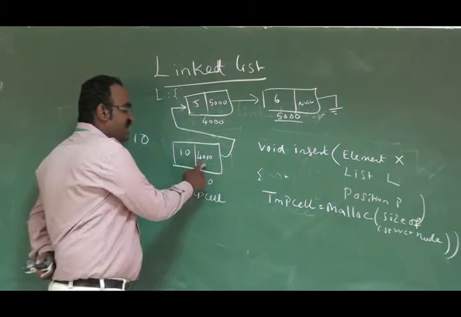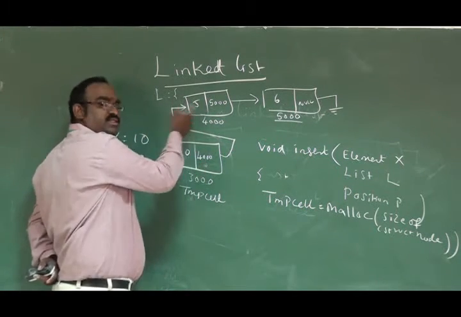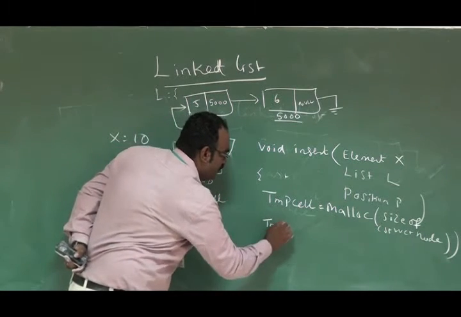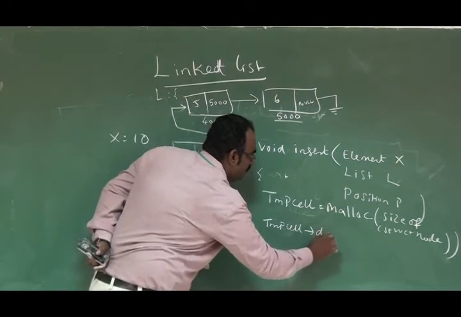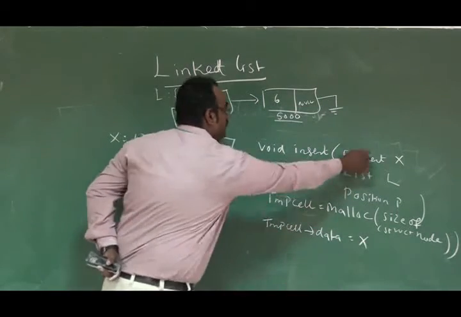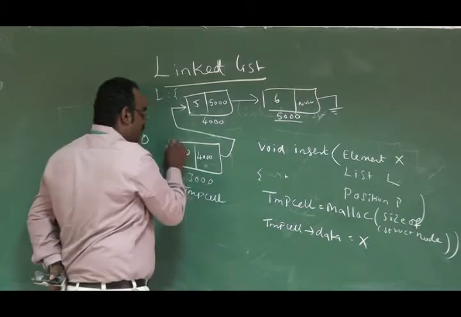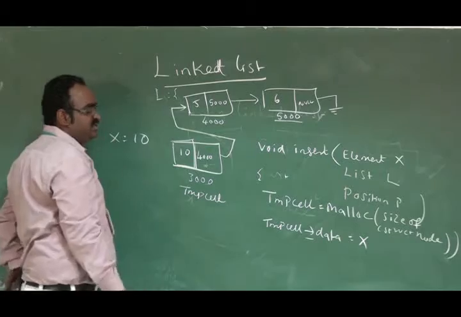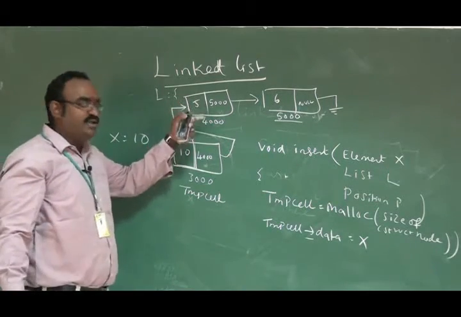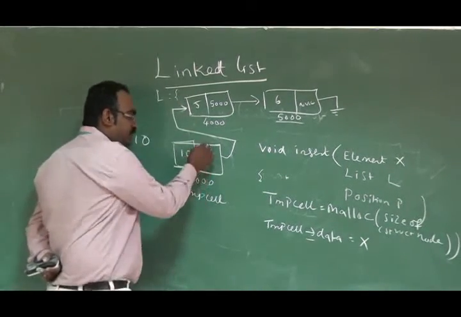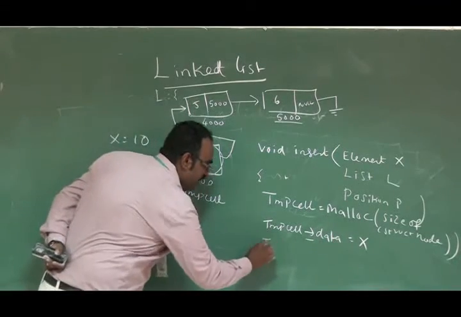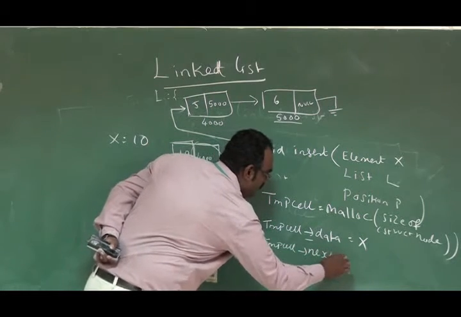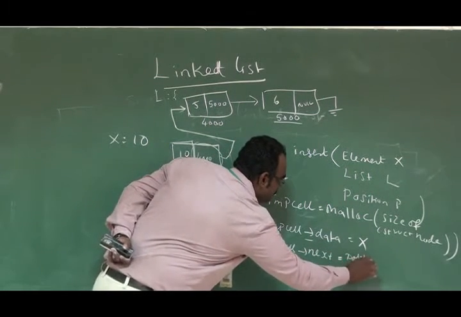Now what happened? We are changing the pointer of this 4000 to the next position, and the data part of this node is 10. So temp cell data, or element, is X. X is our element, X is 10. Now the first compartment is filled by X. The arrow is the pointer parameter. What is the next pointer to be used? The next pointer, this position, so temp cell of next.